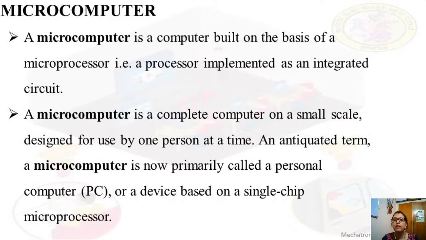So a microcomputer is nothing but a computer built on the basis of a processor. A microprocessor is a part of a microcomputer. Okay, a microprocessor is the CPU of a microcomputer. So a microcomputer is a system designed using a microprocessor as its CPU. Examples of microcomputers: desktops, laptops, tabs, all of these come under microcomputer.